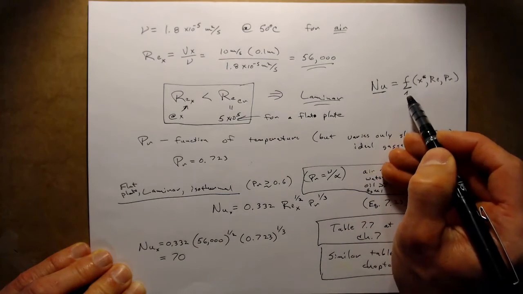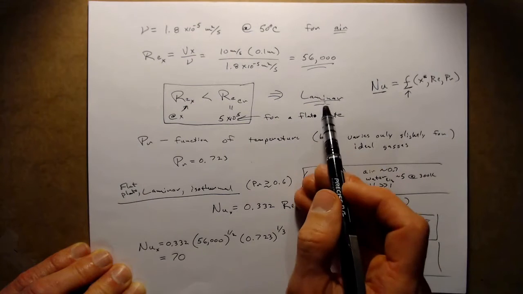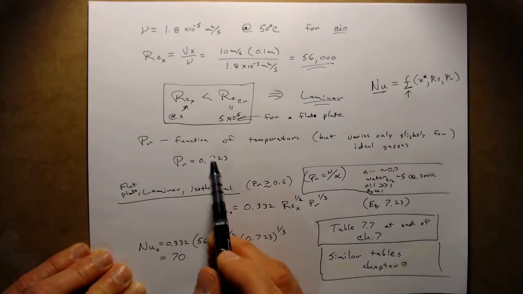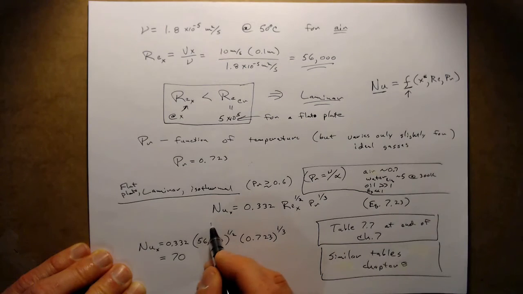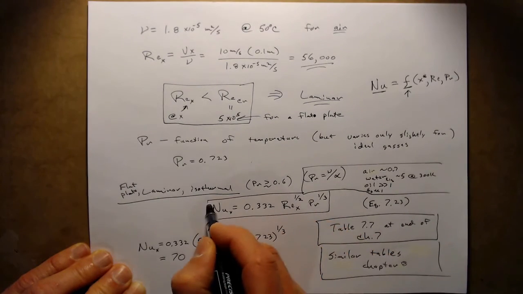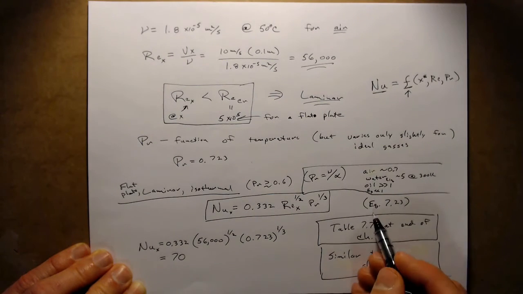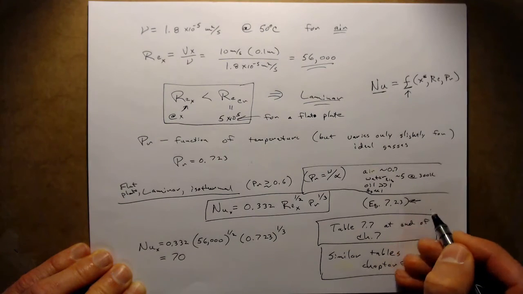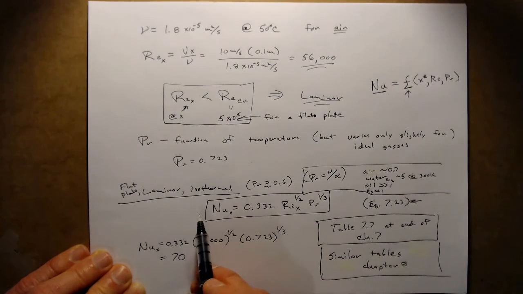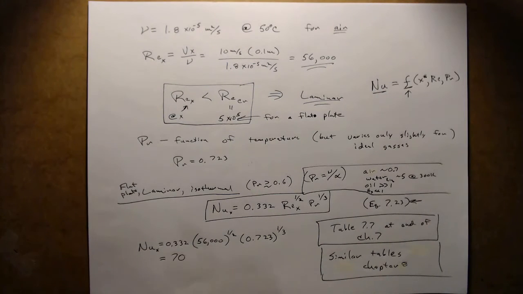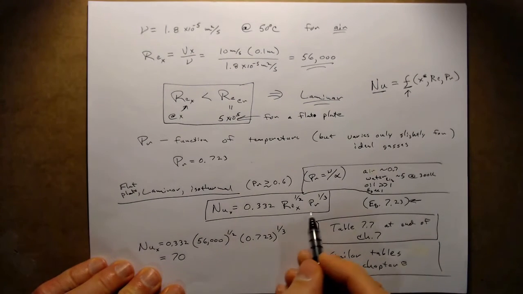In order to know what this function is, we needed to figure out the geometry, the flow condition, the heating condition. We've done that, and then that allows us to go look up what the function is that we want to evaluate for Nusselt number. In our case, this function happens to be equation 7.23 in your book, and we'll talk about how we can arrive at these functions in a later lecture. But the practical reality is that we're going to look up what these functions are.